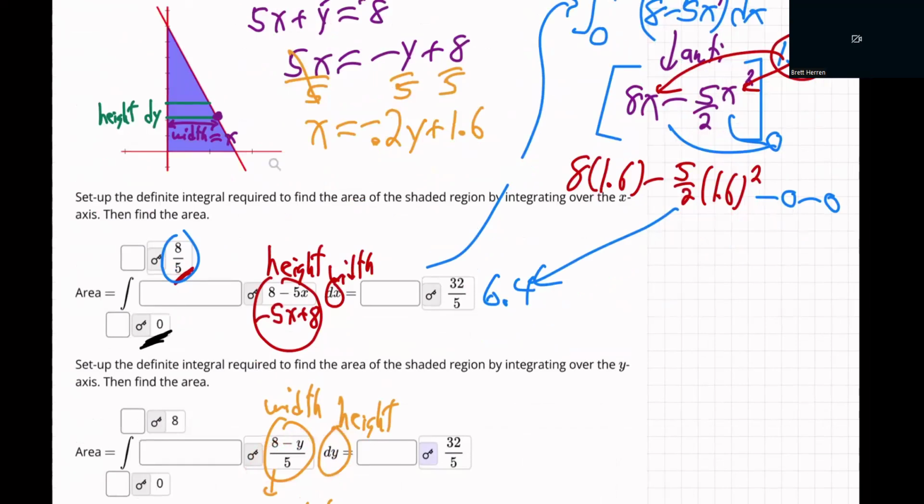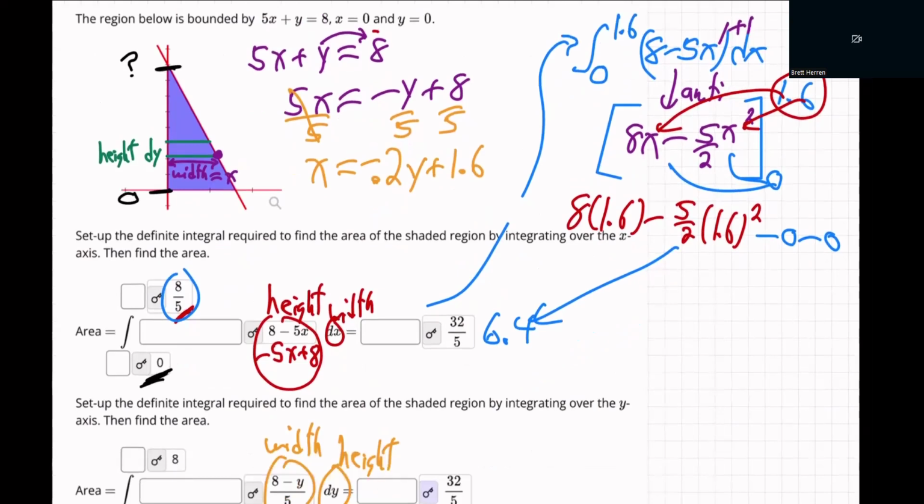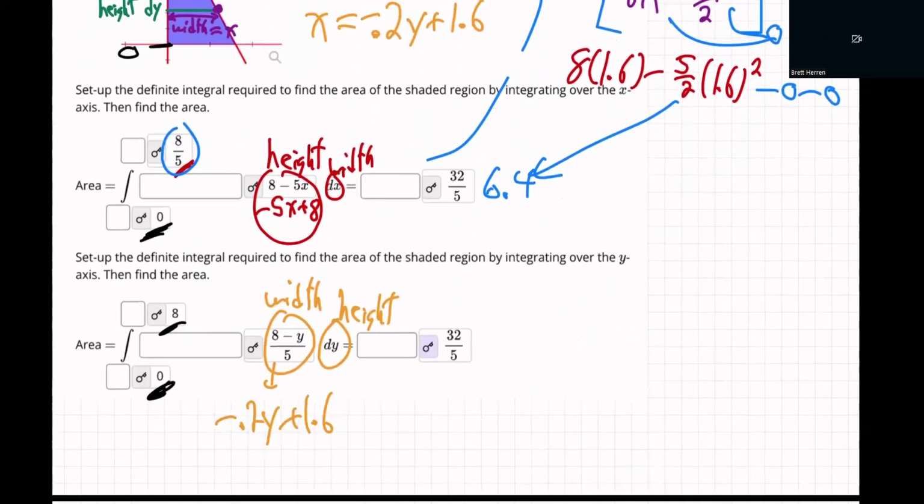And then where are we going? We're integrating this from the bottom, which is 0, up to the top. What is the top? How do you find out what that top is? Well, that's going to be up at 8. How do I know? Because when x is 0, this is the point over 0 up 8. When x is 0, y is 8. How do I know? Plug in 0 there for x, y just equals 8. So that's the point up 8. So we're going from 0 to 8.